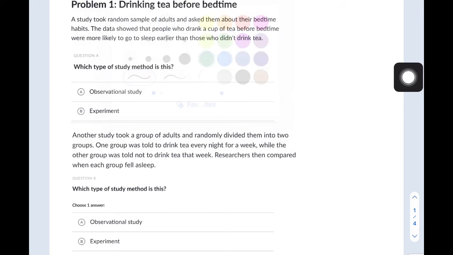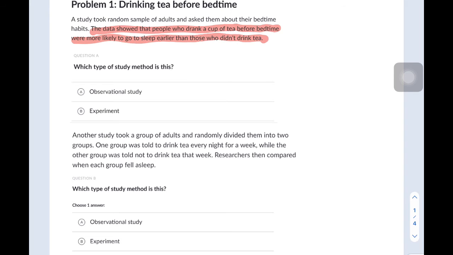All right. To me, when I read that, the data showed that people who drink a cup of tea before bedtime are more likely to go to sleep earlier. I can recognize that that's a generalization. You're saying that this group of people tend to do this, right? That's a generalization. All right, so the question is, what type of study is this?